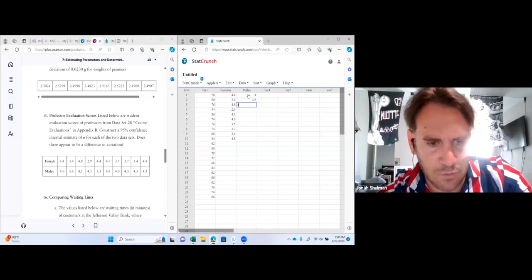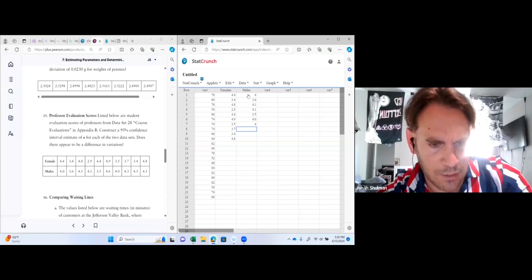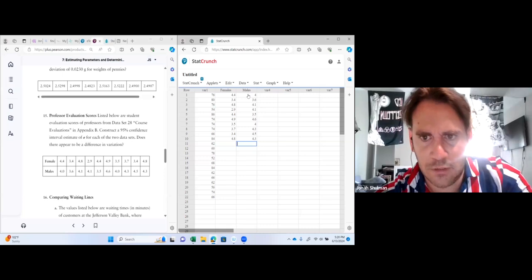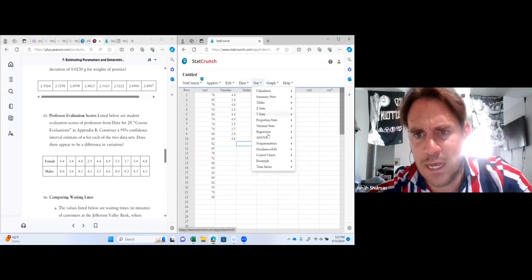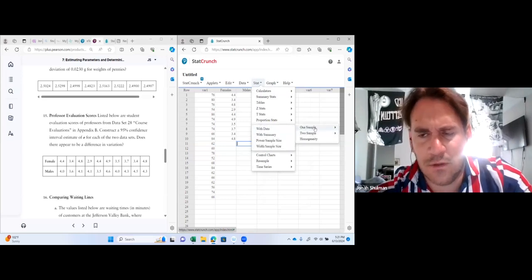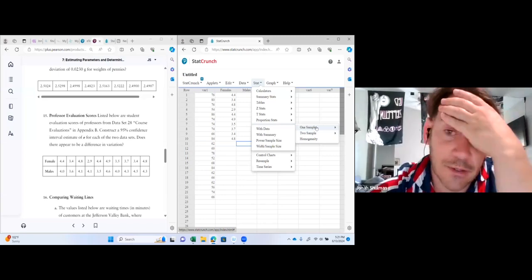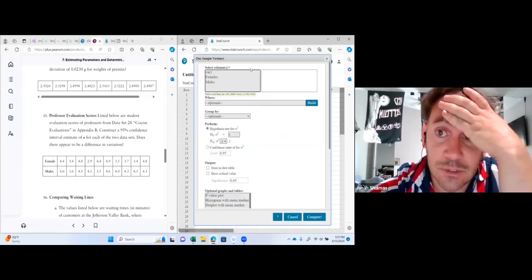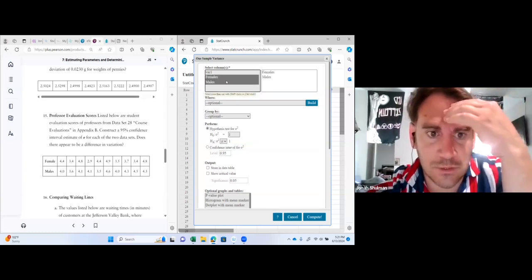6, 4.1, 4.1, 3.5, 4.6, 4.0, 4.3, 4.5, and finally 4.3. All right. So we have to go to stats, variance stats. We have two samples, but we don't really want to compare them. So we're just going to go with data, and I'm going to do two of them at once instead of trying to do a comparison of both.